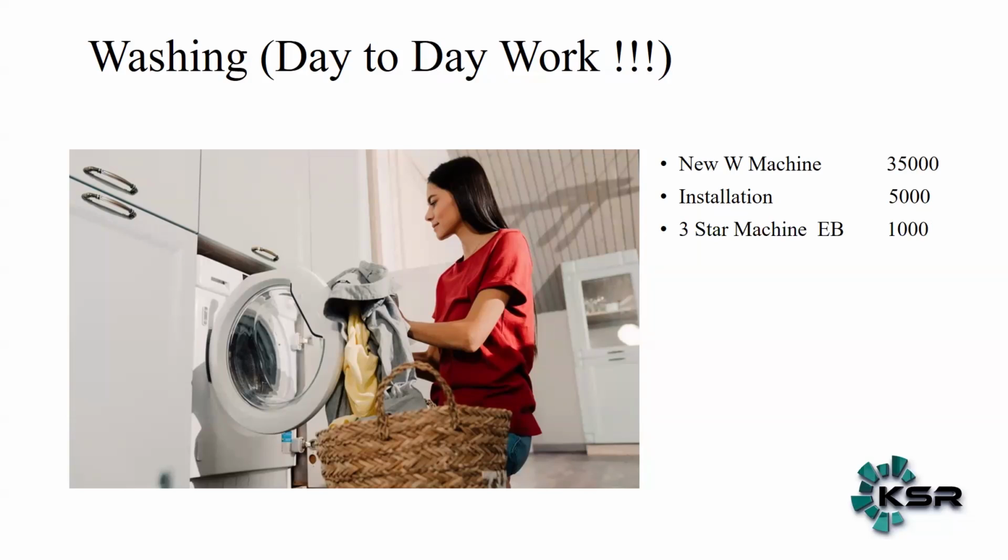If you are taking a minimum 3-star washing machine, it will still end up as a 1,000 rupees electricity bill. The average electricity bill you pay in your home for a 3-star washing machine is 1,000 rupees, and this 1,000 rupees will be a monthly charge. The first two, 35,000 and 5,000, are actually a one-time spending, and the electricity bill you have to spend every month.